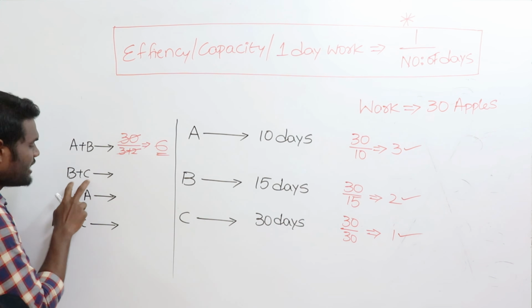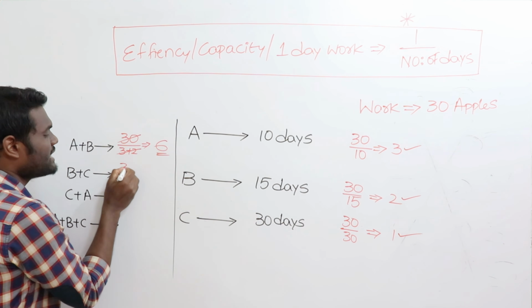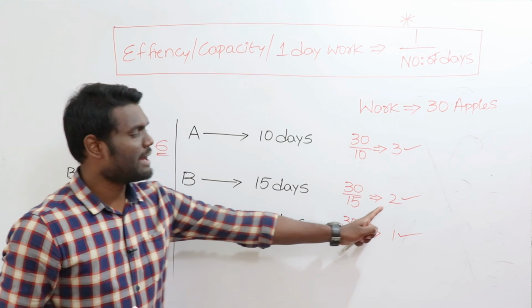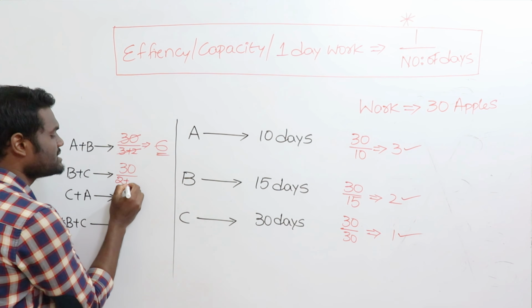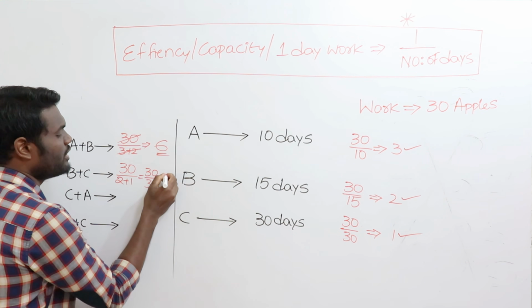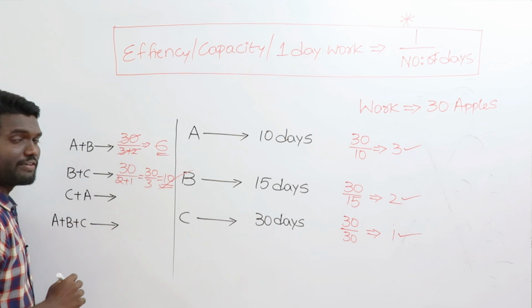Let us take an example: if B and C are going to work together, how many days? Now the work is the same, 30 apples. But now it is B and C. B can eat 2 apples, C can eat 1 apple. So the number of days they are going to take will be 10 days of time. Simple.